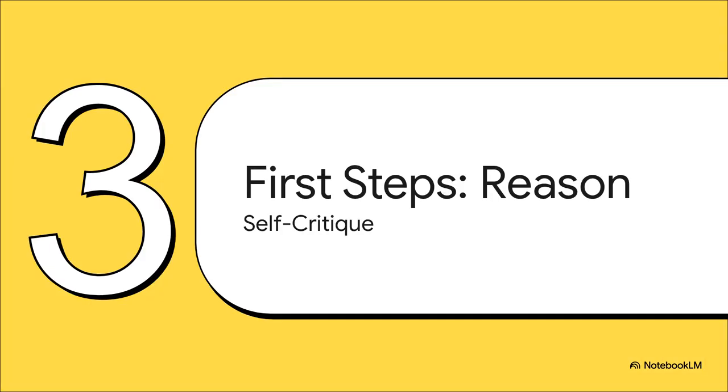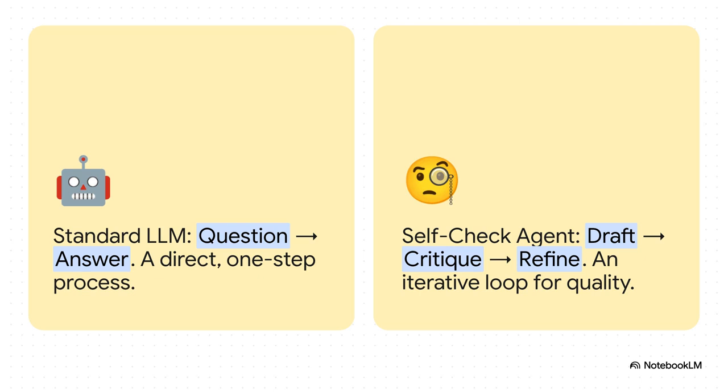Okay, our agent has its tools, that's great. But now let's make it smarter. We're moving on to the next big evolutionary step, teaching the agent how to think about its own answers and actually improve them. This right here is a real game changer. A standard LLM just gives you a one-and-done answer. But a self-checking agent, it works more like a person does. It writes a first draft, then it steps back and critiques its own work, and then it refines it into a final answer. It's like having a built-in quality control loop.